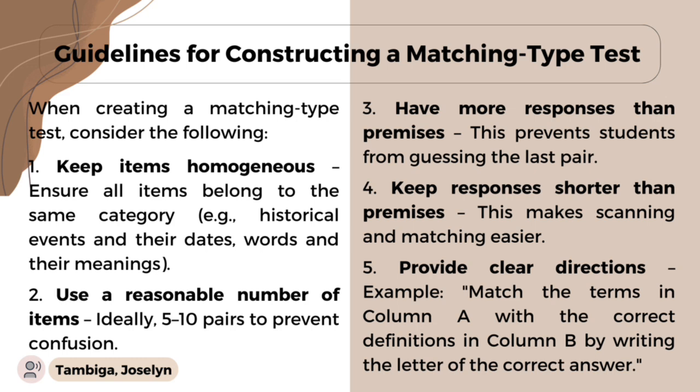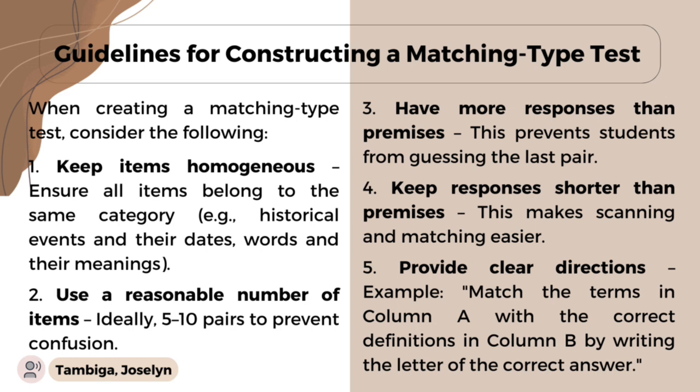Guidelines for constructing a matching type test. When creating a matching type test, it is important to follow some guidelines to make the test effective and fair. Here are some guidelines to follow. First, keep items homogeneous, meaning all the items in the matching type test should belong to the same group or category. Second, use a reasonable number of items. It is best to include 5 to 10 pairs.